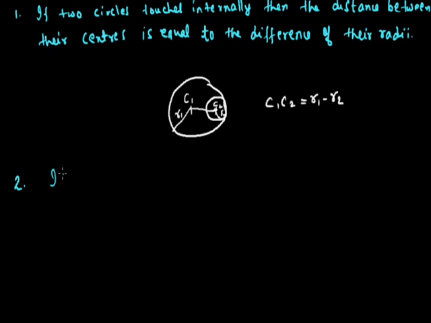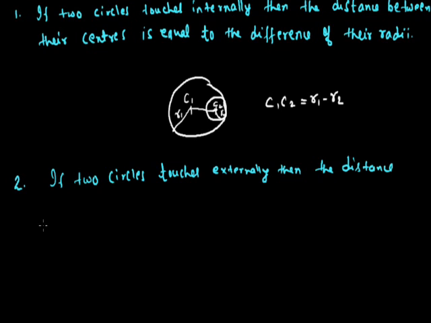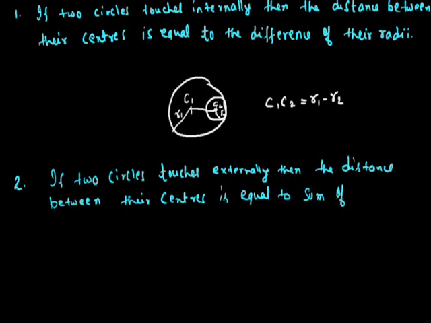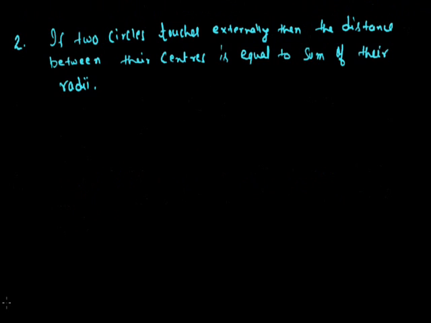Now the second result: if two circles touch externally, then the distance between their centers is equal to the sum of their radii. So if two circles touch externally, then the distance between their centers is equal to the sum of their radii.